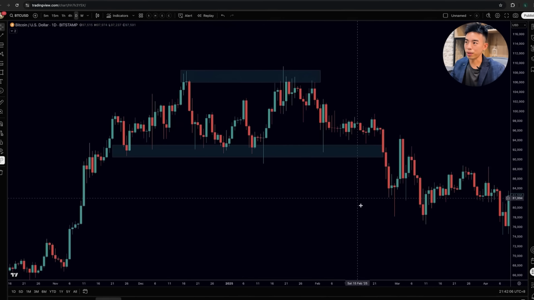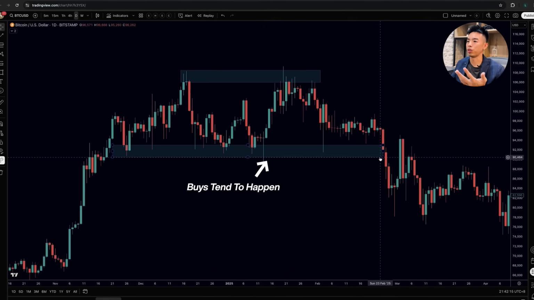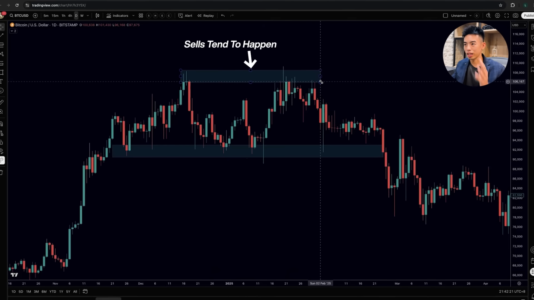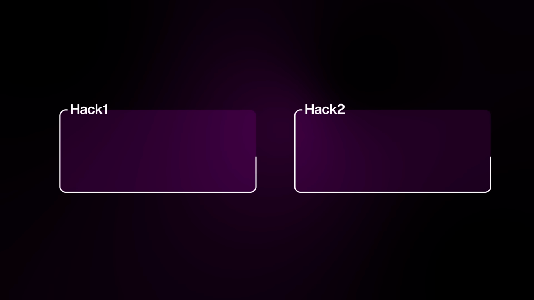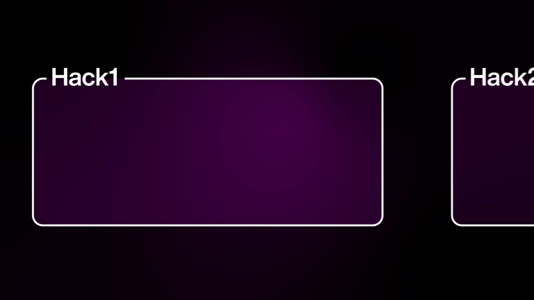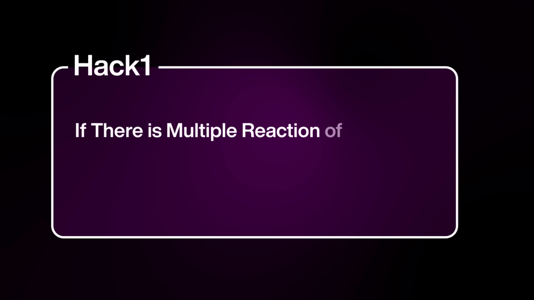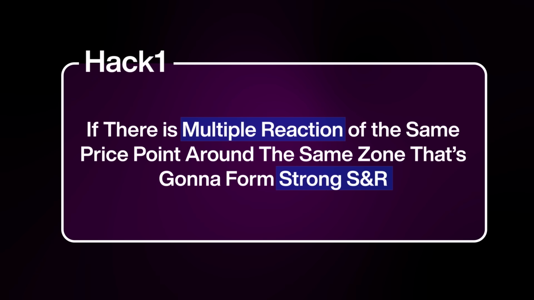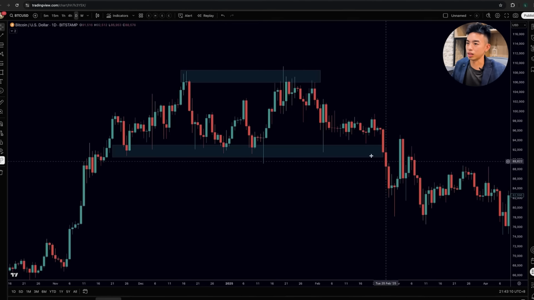Now, simple enough, right? The next thing you want to understand is at support, buys tend to happen, as I explained earlier, and at a resistance area, sells tend to happen, okay? So here are 2 hacks for you to take away from understanding what's strong support and resistance and what's not. The first hack is, if there are multiple reactions at the same price point around the same zone, that's gonna form a strong support or resistance area, just like what we have at the 92 price.